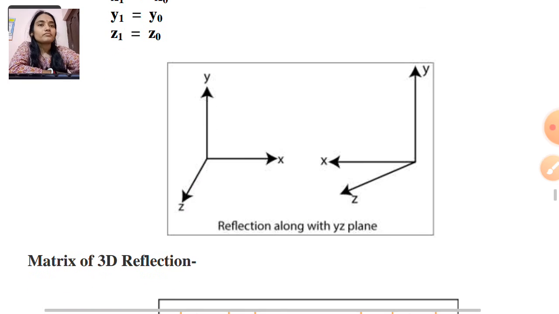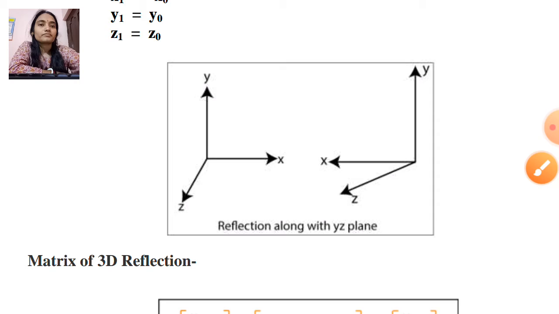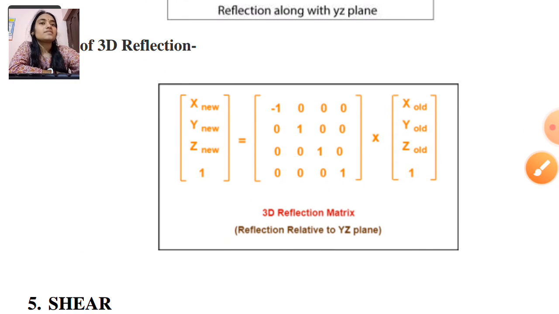In this figure, this one is our original position and this one is the reflected position. In the original position, x is positive, but in the reflected position, x is negative. And the matrix for this is x new, y new, z new, 1 equals the matrix minus 1 0 0 0, 0 1 0 0, 0 0 1 0, 0 0 0 1, multiplied by x old, y old, z old, 1. All these things, all of you remember.